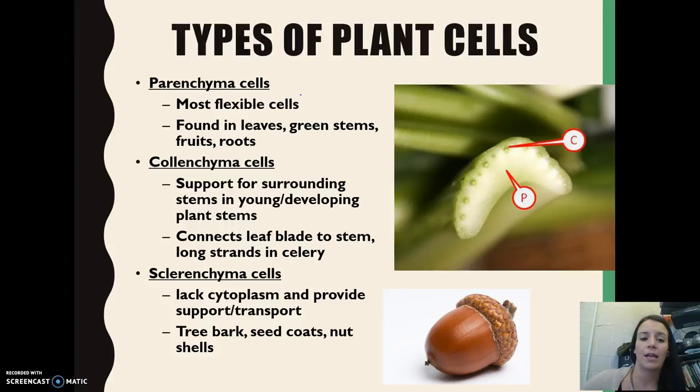The collenchyma cells, those support those surrounding stems, especially in young and developing plants, and they're also what connects the leaf blade to the stem. So long strands of celery are examples of collenchyma, which you see over here in this picture. So sclerenchyma, on the other hand, those cells actually lack cytoplasm, and they help provide support and transport. So those are in tree bark, seed coats, nutshells. These cells are very hard.